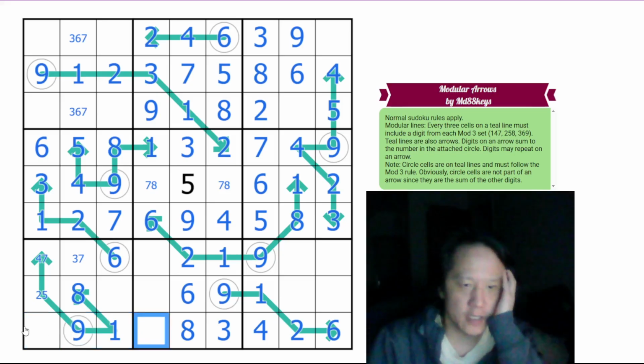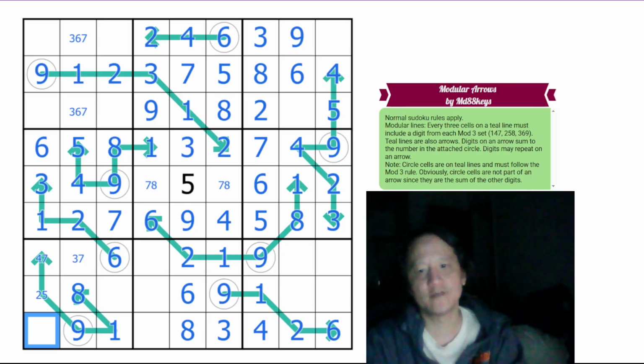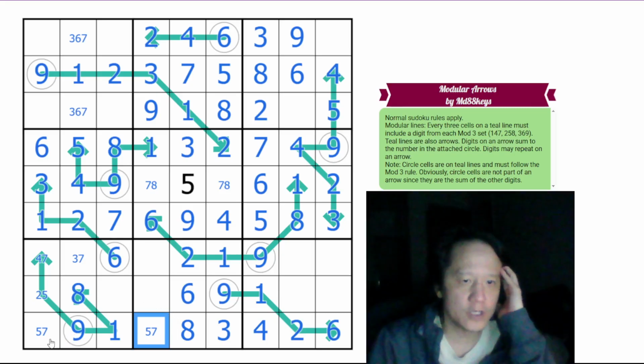Remaining digits in row 9. We have 5 and 7. So this is 5 or 7 here. This is 5 or 7. So in this lower left box, this is guaranteed to be 5 or 7. This is either 2, 7 or 4, 5, which means one of these digits must be 5 or 7.